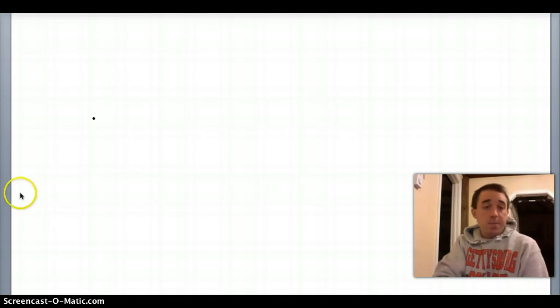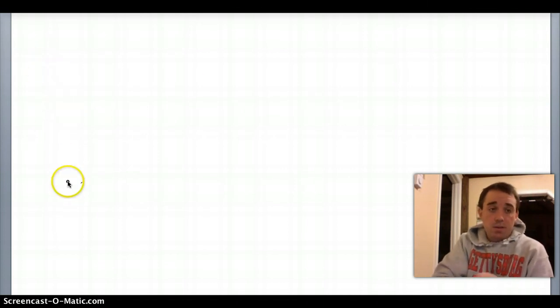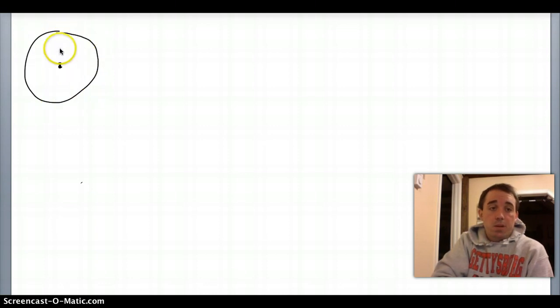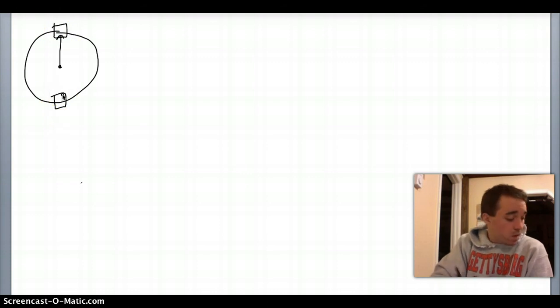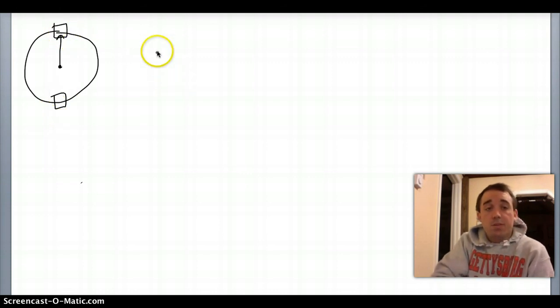Question 2 is using the same ball, except now it's in vertical motion. So the ball is on the string, and we're going to look at 2 spots. One is at the top, and one is at the bottom. So at the top, there are 2 forces. This is a top free body diagram. There are 2 forces pulling down: the force of gravity, and the force of tension.